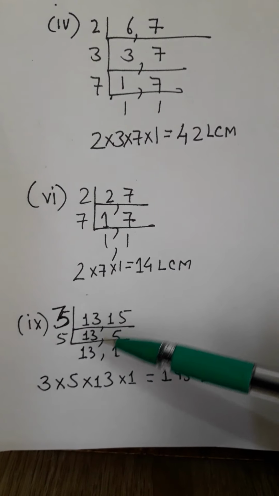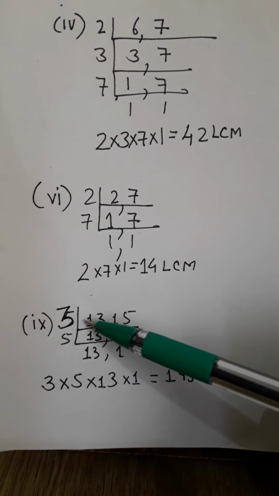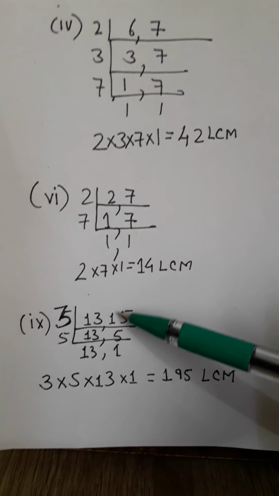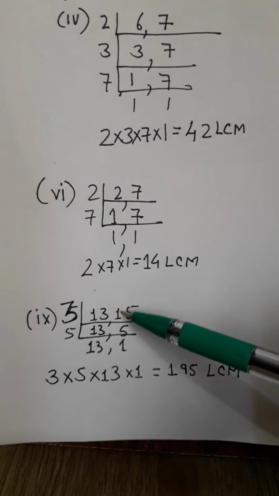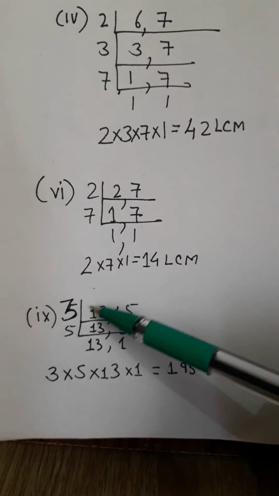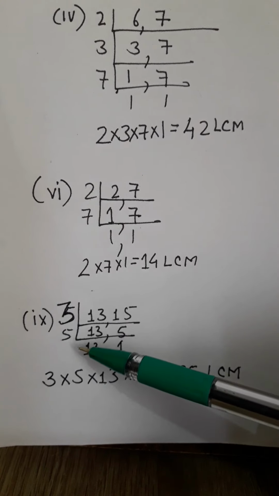Let's focus on this one, 13 and 15. 13 is a prime number. 15 is not a prime number, although it's an odd number, but it's a multiple of 3. So 3 is a factor of 15. 3 5s are 15. And now you divide.